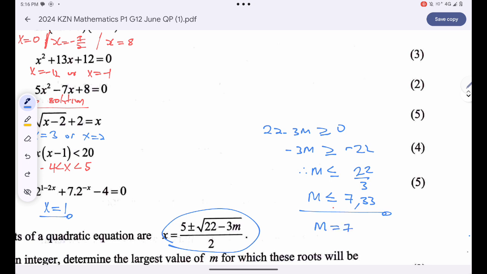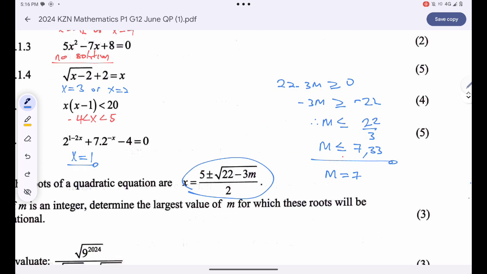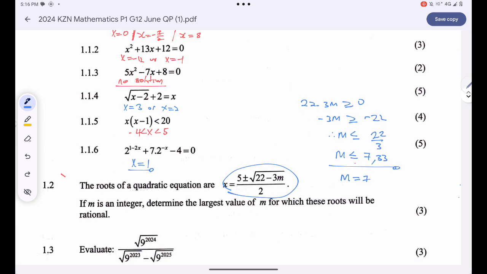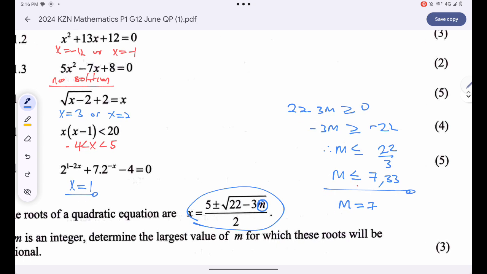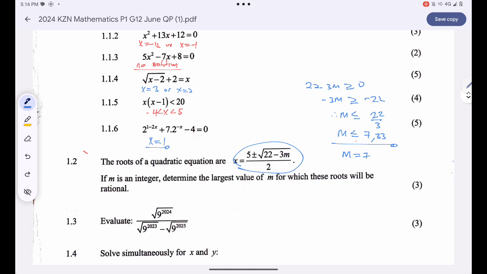So when m is equal to 7, my roots will be rational. You can try that, guys. Just substitute 7 over there. Believe me, your roots will be rational. Rational roots, guys, are answers that do not have square roots. Are we together? So whenever you substitute your m as 7, you'll find an answer that does not have a square root. Okay.